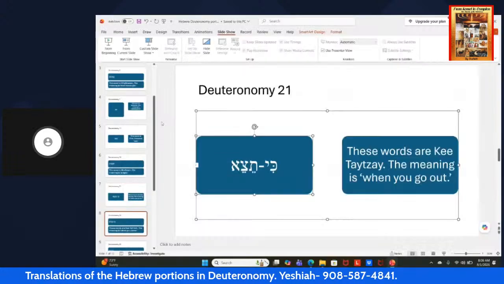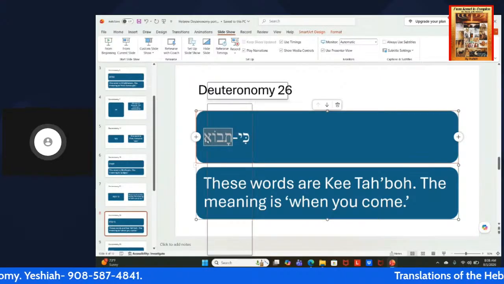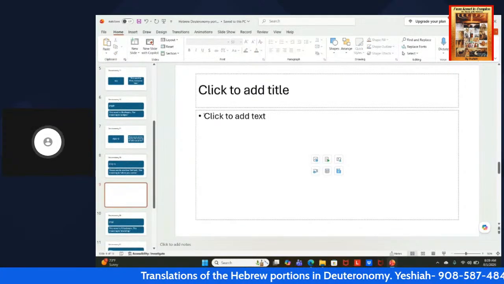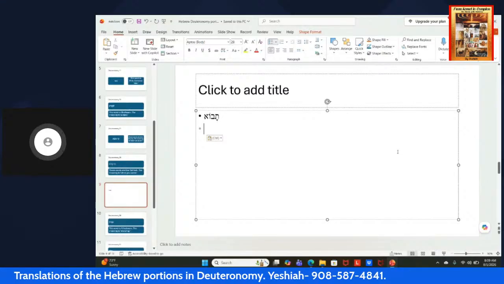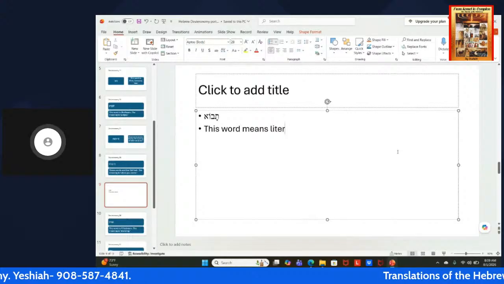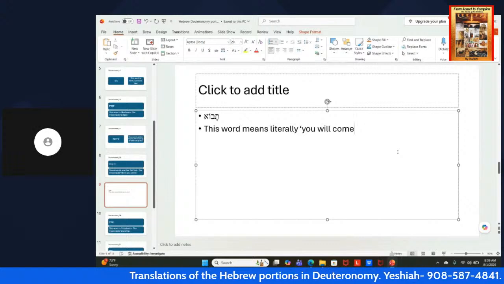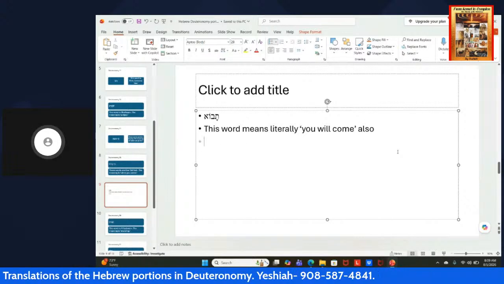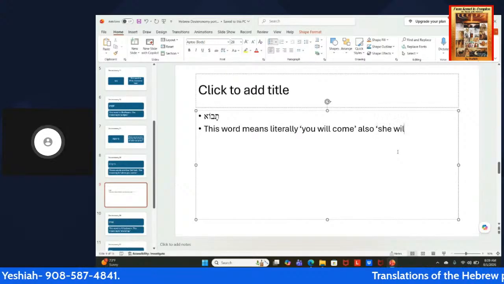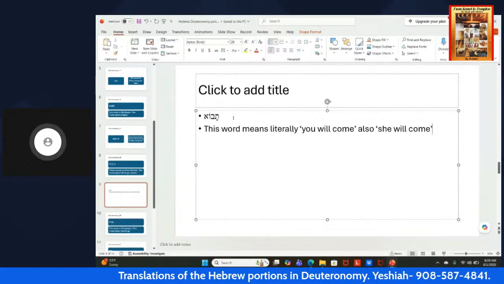Now, let me say something, if I may, in showing the linguistics matter and part of this word here. Let's look at this here. New slide, if we will. This word, to give some notes, means literally you will come. Also, she will come. Now, when we look at this here, what are we seeing?